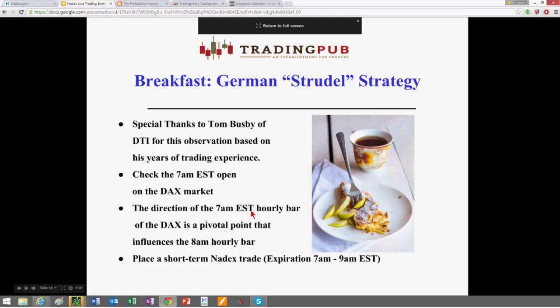But what you do basically is what I've done. You check the 7 o'clock Eastern Standard Time DAX market. You watch the development of the 7 a.m. hourly candlestick. If it's bearish, sell above. If it's bullish, buy from below the 7 a.m. candlestick.